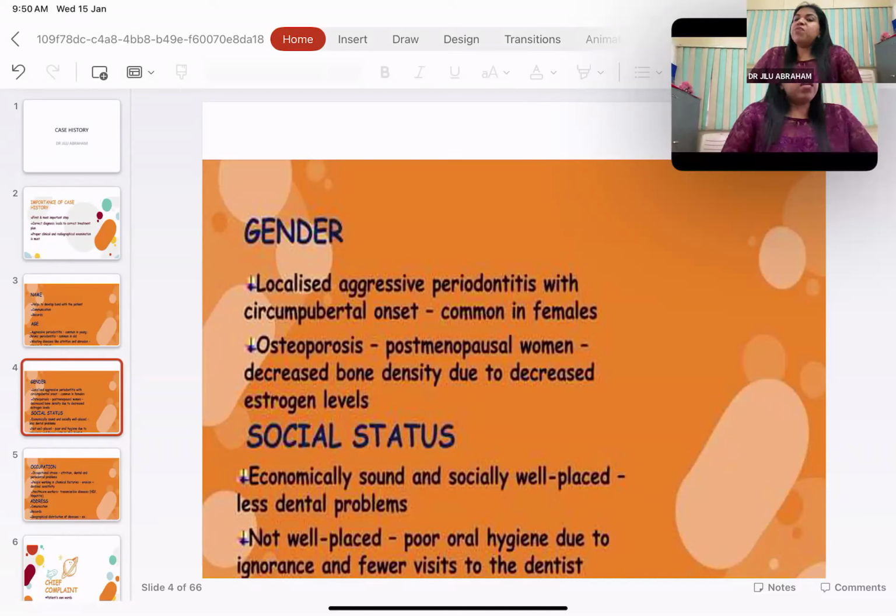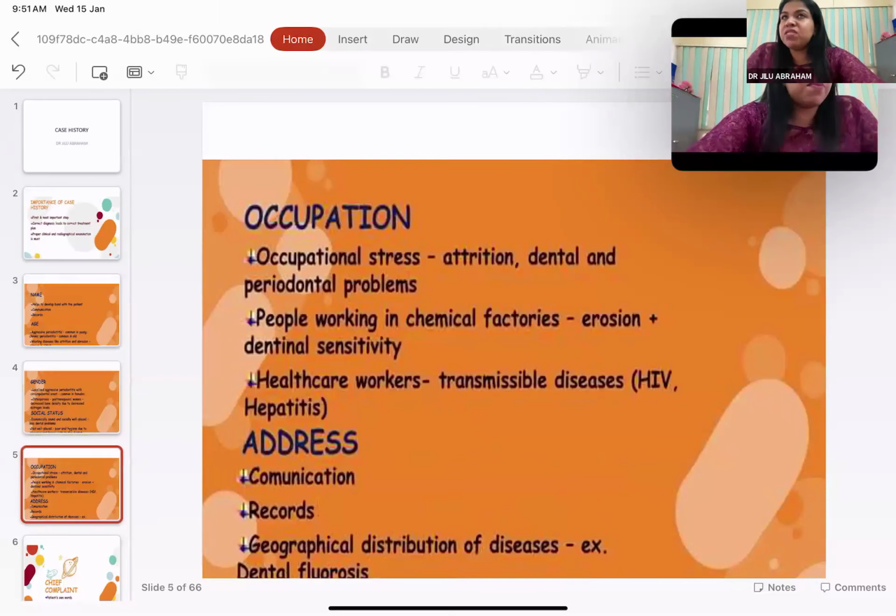We also have to know the social status, mainly to know the patient's attitude towards dentistry. If the social status is not very high, some people have poor oral hygiene and fewer visits to dentists. So we have to know the social status of the patients and how they are dealing with it.